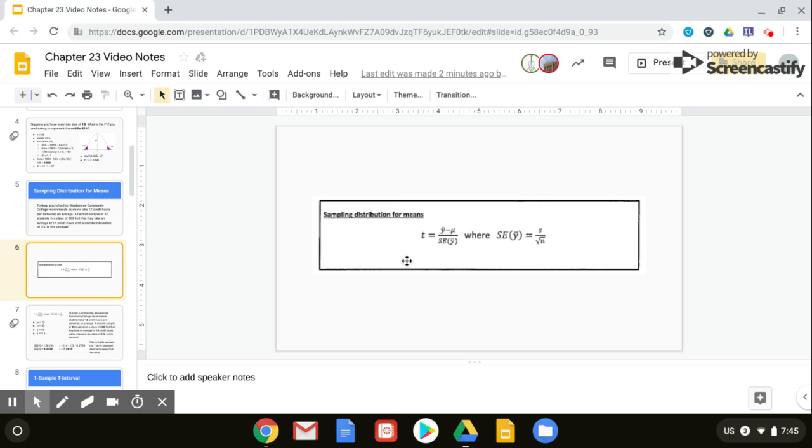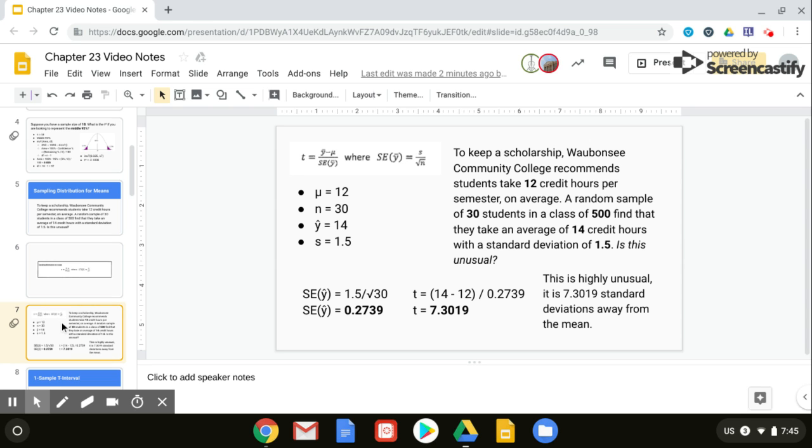The formulas for sampling distributions for means would be t equals y bar minus mu divided by the standard error of y bar, where the standard error of y bar is the standard deviation over the square root of the sample size. So keeping those formulas in mind, we have a mu of 12, a sample size of 30, a y bar of 14, and a standard deviation of 1.5.